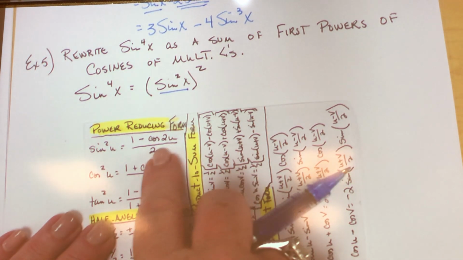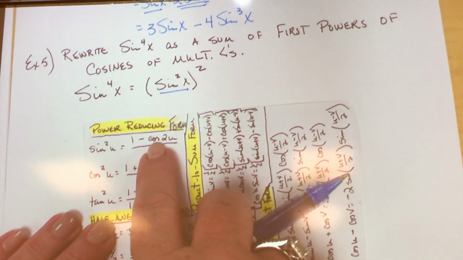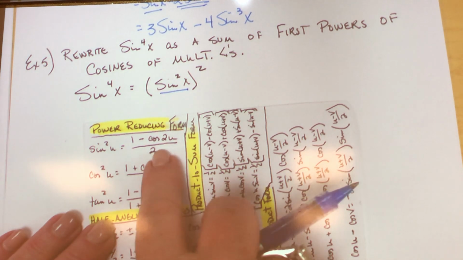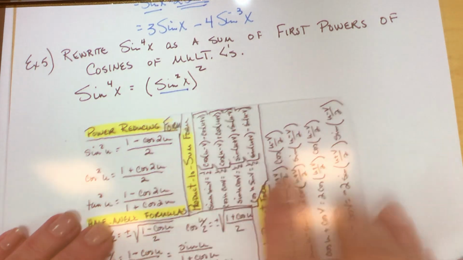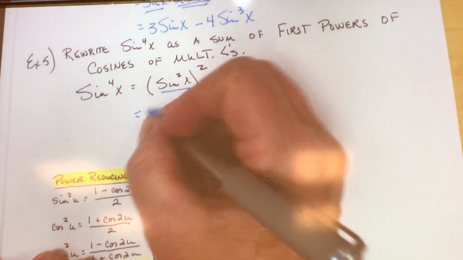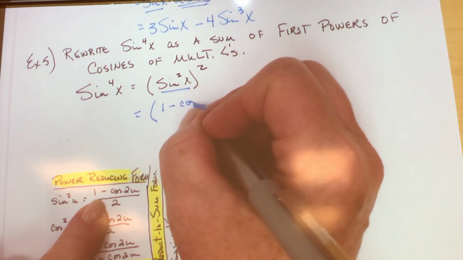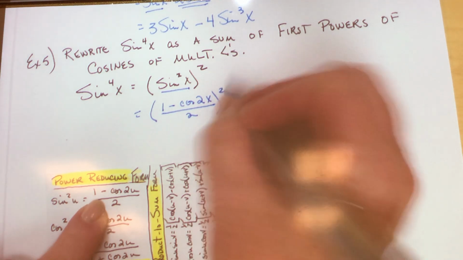Now look at what's happening. We went from a sine function and now where are we? A cosine function of a multiple angle. That's okay. So we're going to put this in this blue line's place, and we'll have to square it. So equals 1 minus cosine 2x over 2, quantity squared.